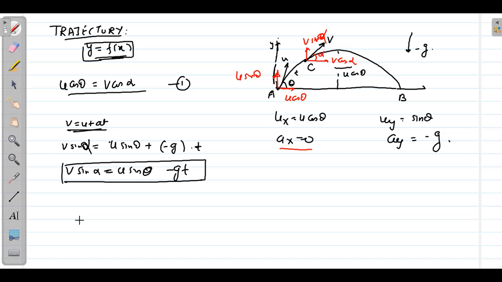Now we come to the trajectory. We have to find the trajectory of the projectile motion, that means the equation in x and y.